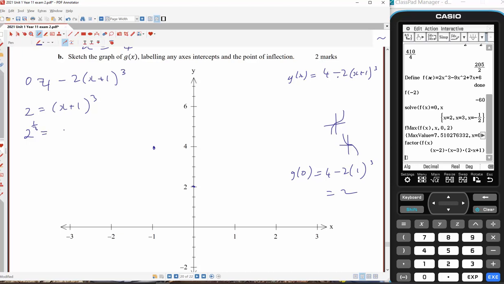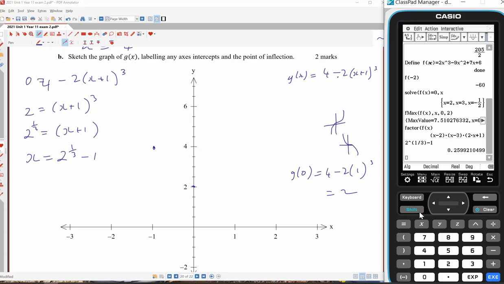2 to the 1/3, or the third root of 2, whichever one you want. X is equal to 2 to the 1/3, take 1. We can get a decent approximation of that from here. So we'll go 2 to the power of 1/3, take away 1, 0.259. So roughly a quarter of the way through.